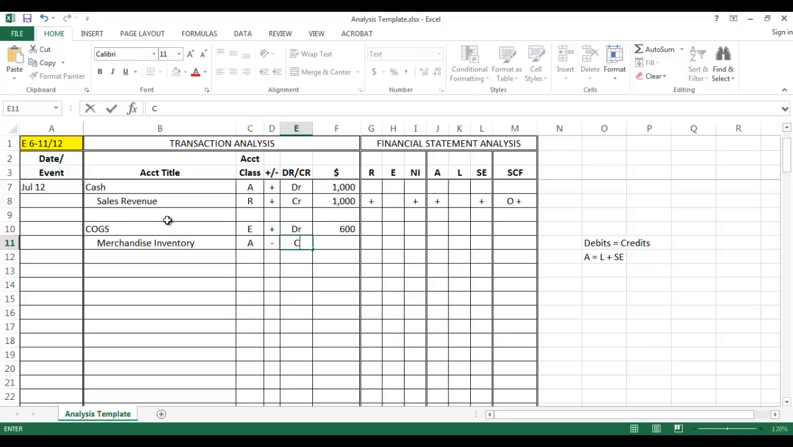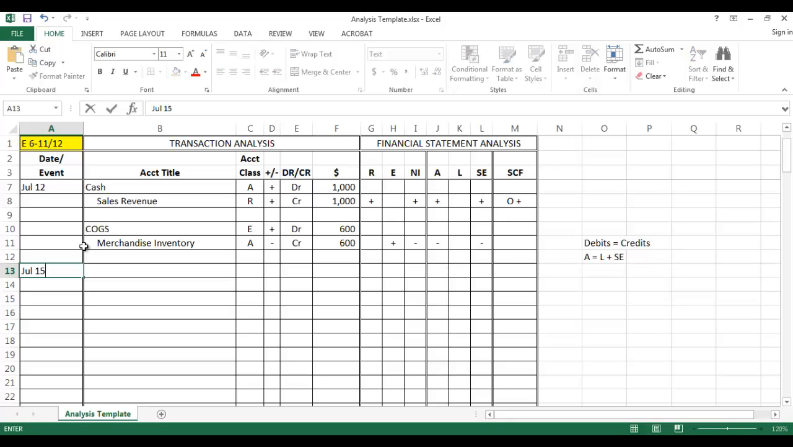Okay, we need to show that our inventory level has decreased by the amount of the goods that have gone out of the building to Wally here. So our expenses increase, which means our net income decreases. Assets decrease, stockholders' equity decreases, and there's no cash effect.